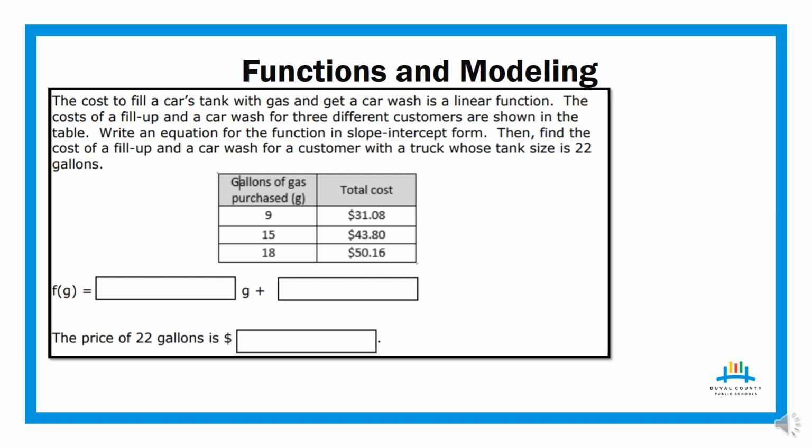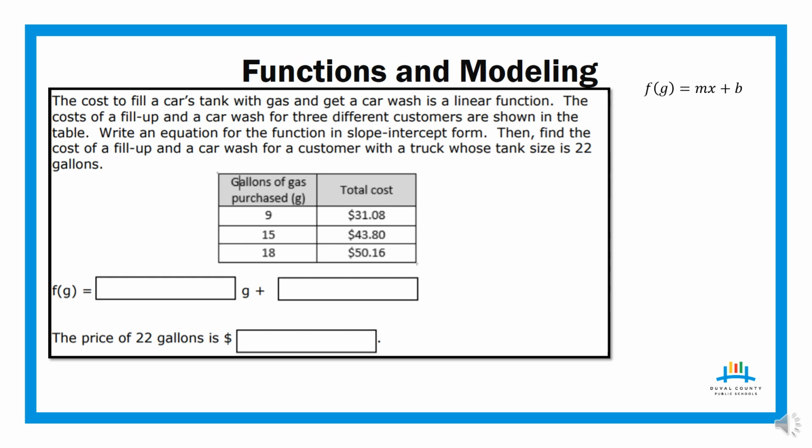As you may recall, a linear function in slope-intercept form is f of x equals mx plus b. Since our problem is dependent on the gallons of gas, I'm going to substitute in a g for the x, and I'll get f of g equals mg plus b.